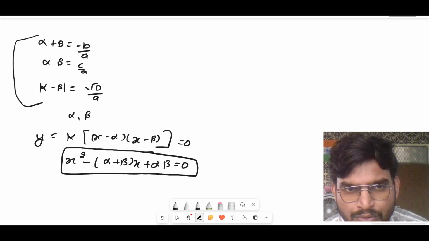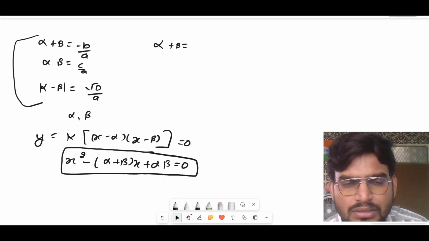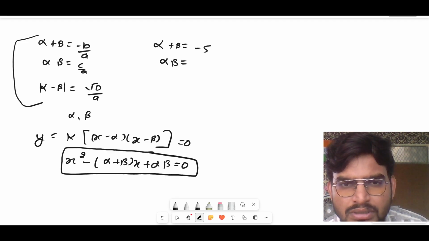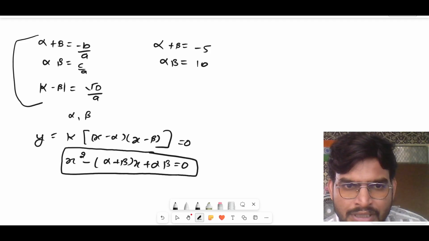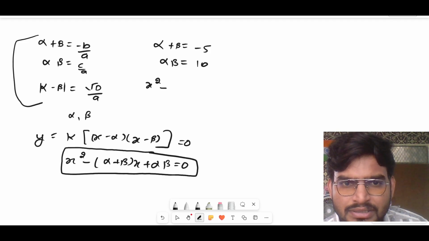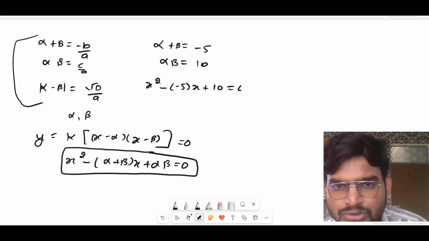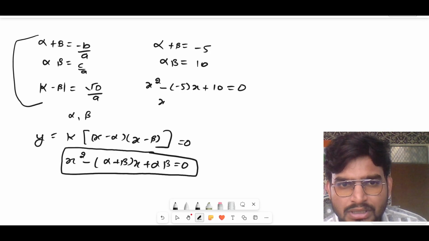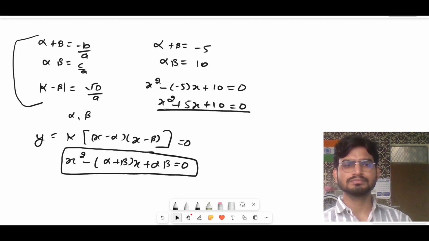Suppose the sum of the roots is minus 5 and the product of the roots is equal to 10. So what will be the quadratic equation? Then the quadratic equation will be x square minus alpha plus beta, which is minus 5, into x plus alpha into beta, 10, equals to 0. So this will be x square plus 5x plus 10 equals to 0.